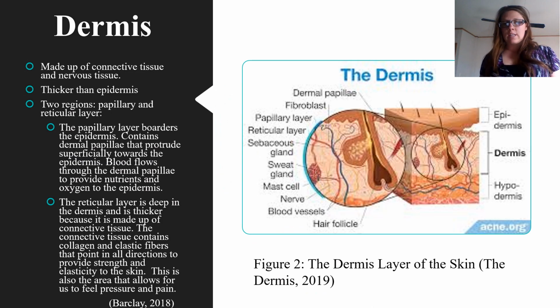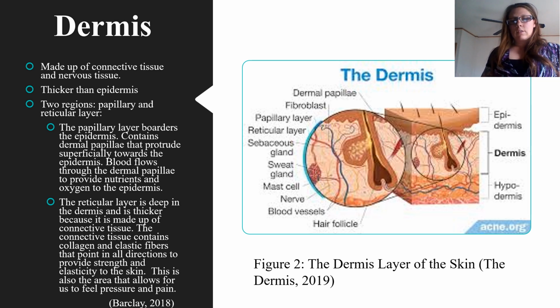The dermis is made up of dense, irregular connective tissue, nervous tissue, blood, and blood vessels. The dermis is thicker than the epidermis and is the elastic portion of the skin. There are 2 regions of the dermis, the papillary layer and the reticular layer. The papillary layer borders the epidermis, and it contains many extensions called dermal papillae. They protrude superficially towards the epidermis. The dermal papillae contain nerves and blood vessels. Blood flowing through these dermal papillae provides oxygen to the epidermis.